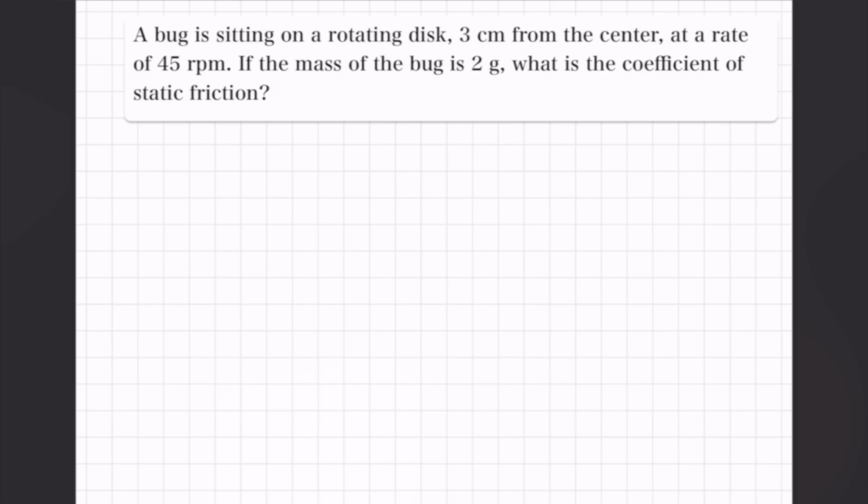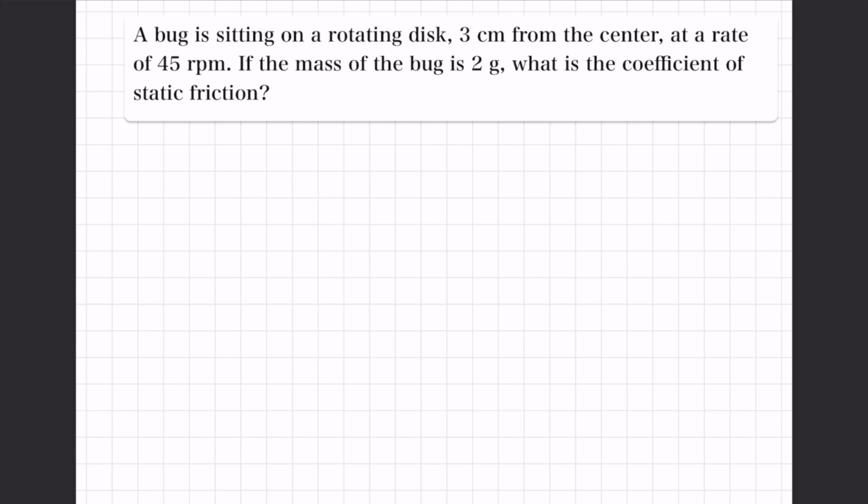So let's jump into example 1. Okay, example problem 1. A bug is sitting on a rotating disc 3 centimeters from the center at a rate of 45 rotations per minute. If the mass of the bug is 2 grams, what is the coefficient of static friction?